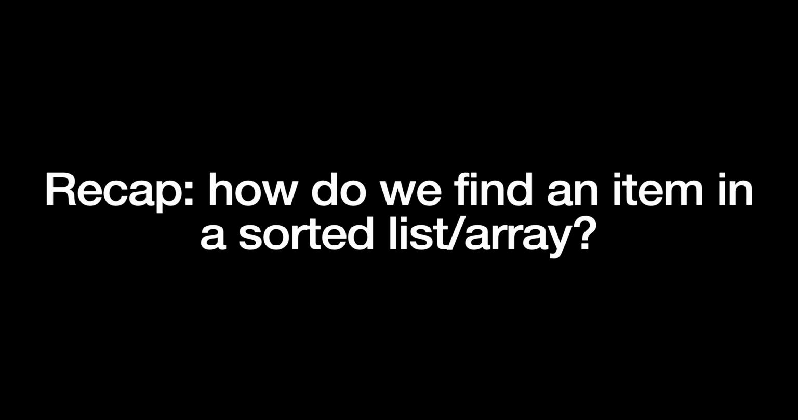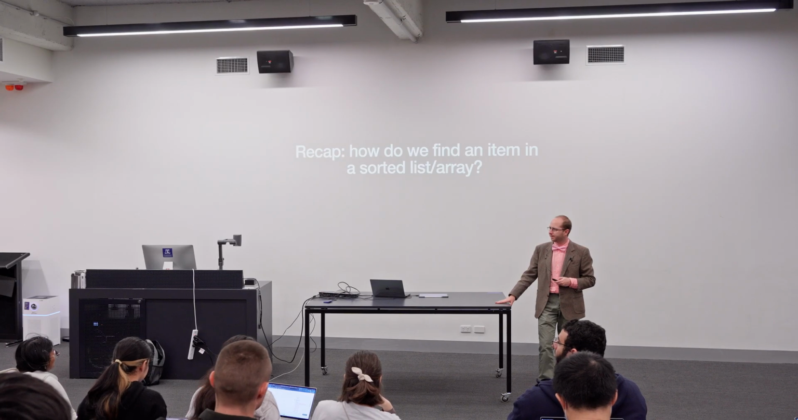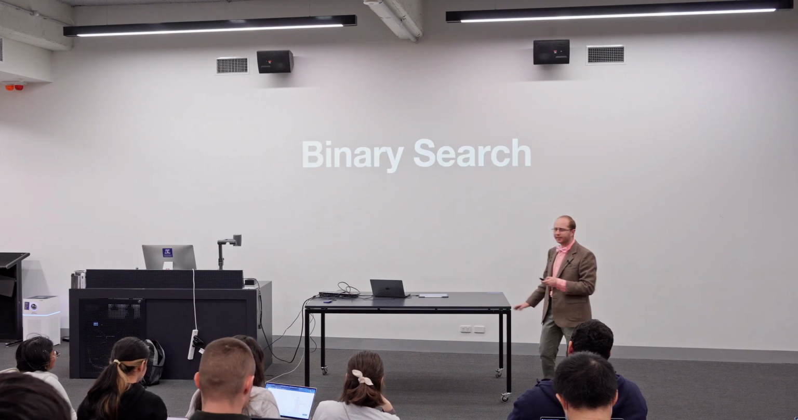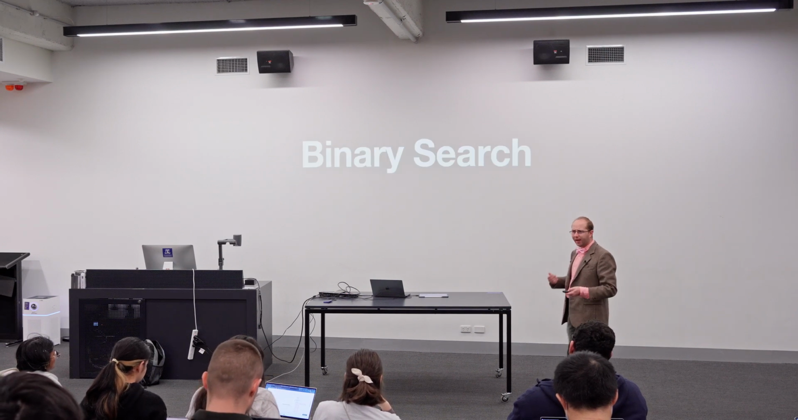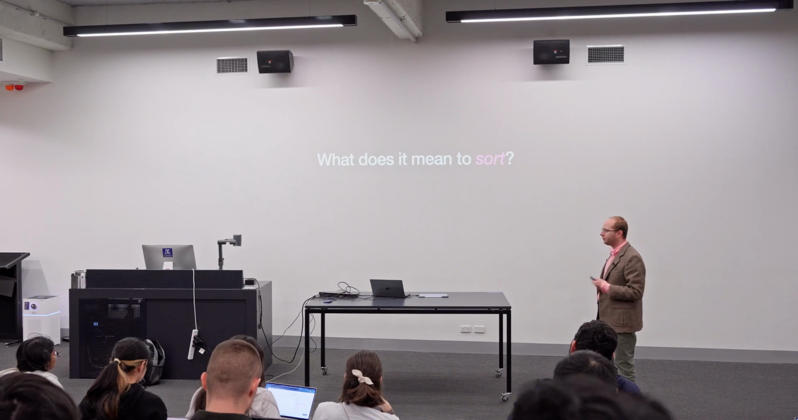Keep the microphone for a second. But this was a little slow. It was O of n time. So how did we find an item in a sorted list or array? There was a faster way to do this, wasn't there? If it is sorted, you can just use the binary search. Binary search, okay, that's correct. But then we have the problem of how do we get our things sorted in the first place.